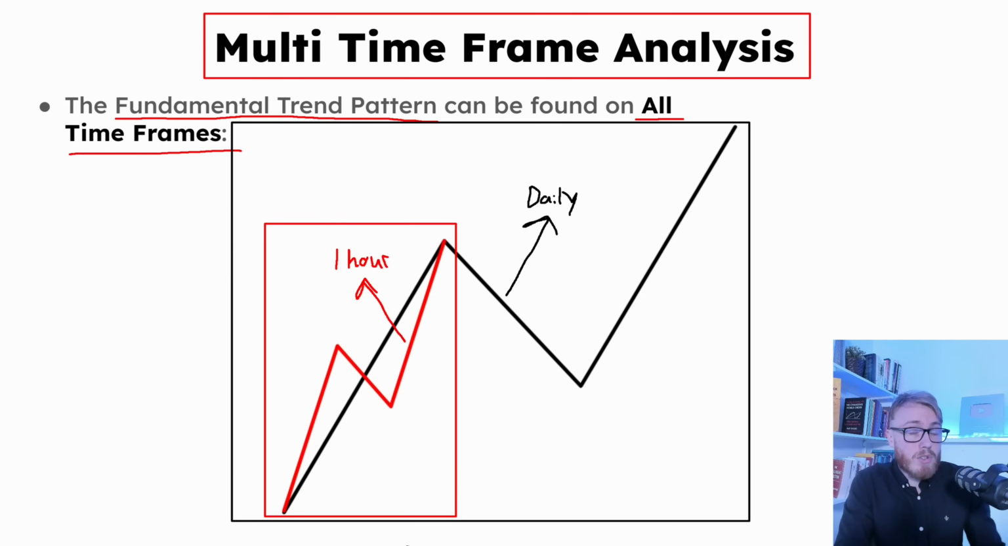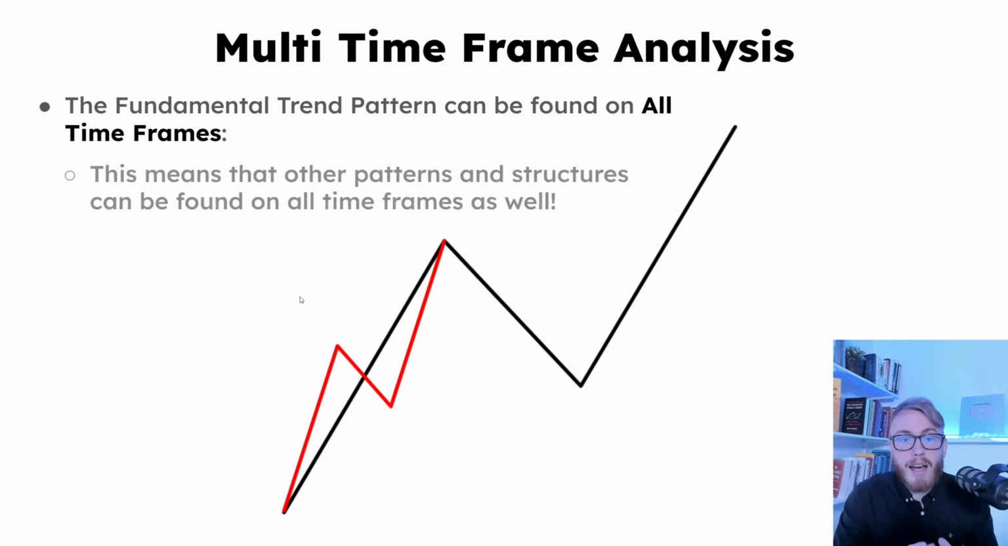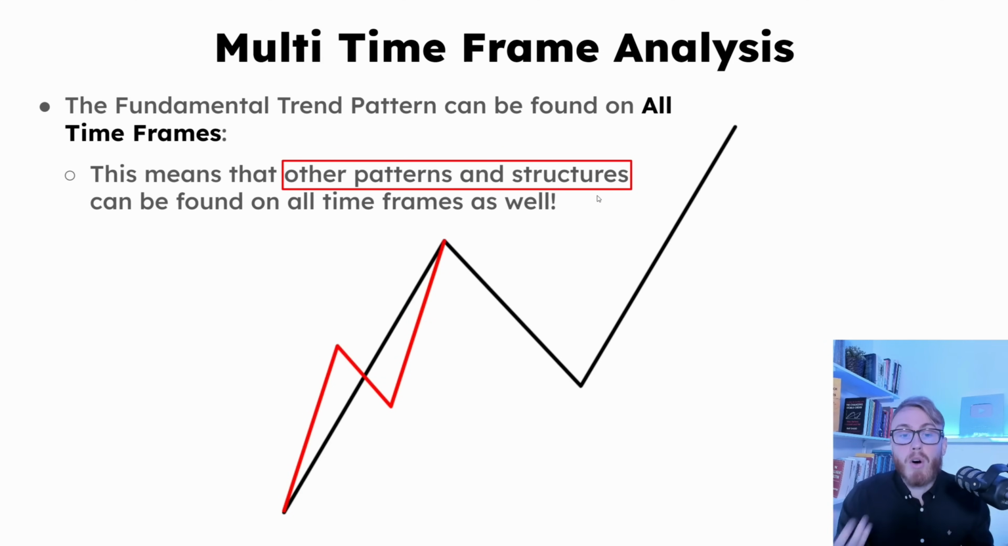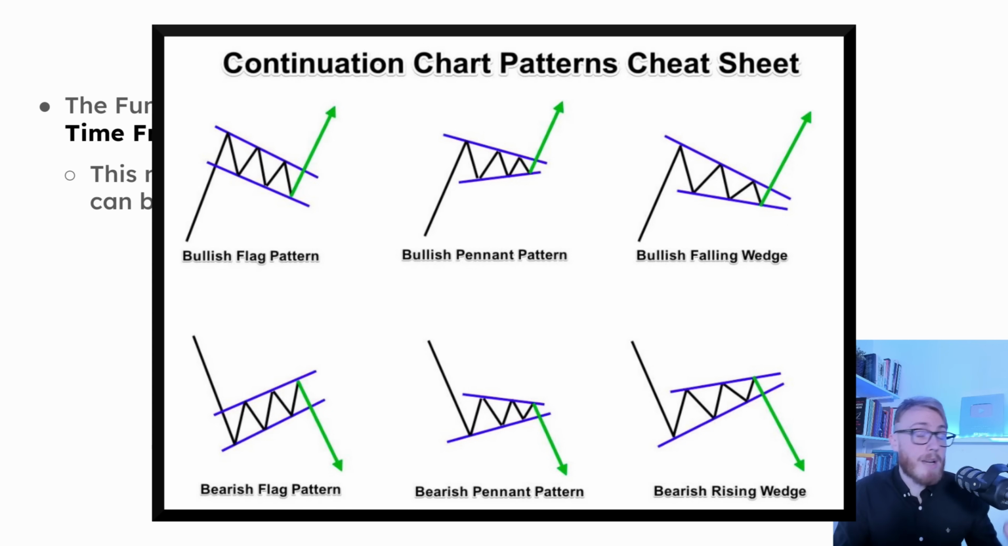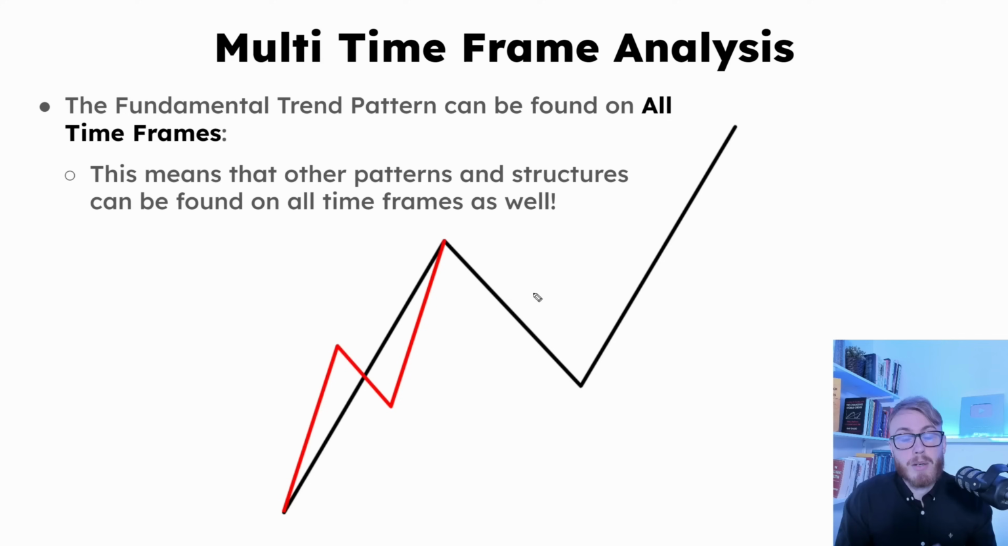So while impulsive moves or pullbacks might look like straight lines on the high time frame, if you zoom in a lot, you will see that these impulsive moves and pullbacks will actually be trends on the shorter time frames. And a very important conclusion we can draw from this is that other patterns and structures can be found on all time frames as well. So, for example, when it comes to pullbacks, like right here, we have tons of different variations of pullbacks. We have, for example, flags, pennants, and wedges, which are different chart patterns that represent pullbacks.